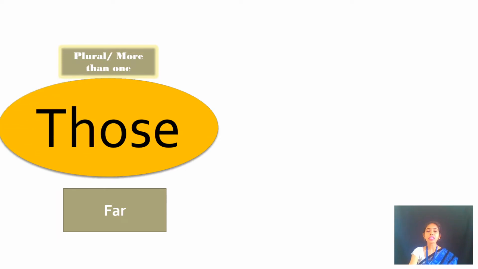Now let's see the use of those. Those कहाँ use होता है? Thing which is far from us and it is more than one. That use होता था जब एक चीज है लेकिन दूर है. और that अगर एक चीज तो है लेकिन एक से ज्यादा चीज है लेकिन दूर है. It's more than one और दूर है. So that की जगह हम क्या use करेंगे? Those. We will use those. So let's see the example.